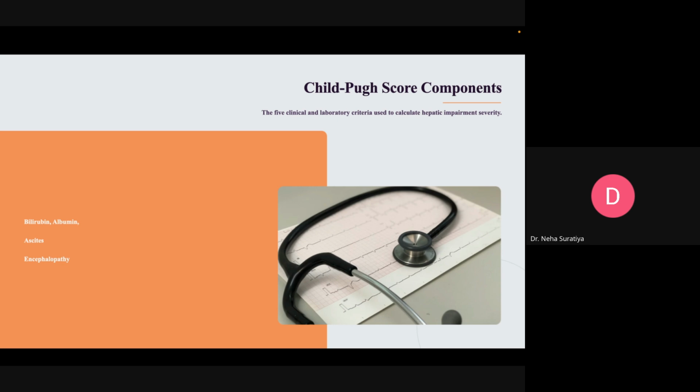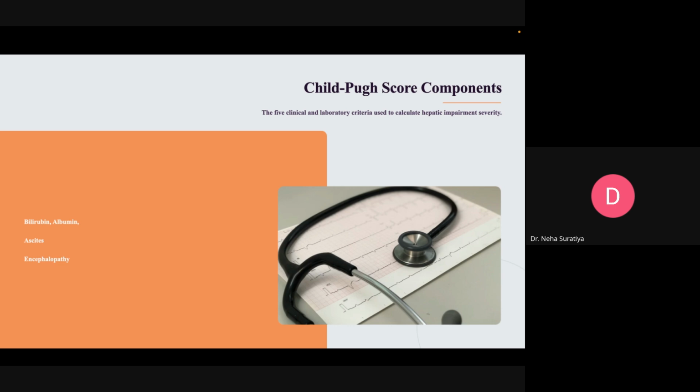So you need to understand that the Child-Pugh score is not about diagnosing liver disease. Please understand that. The Child-Pugh is not about diagnosing the liver disease, but it is about grading. It is about grading how badly the liver is functioning right now, at what stage it is. That directly affects your overall drug dosing. So that's the reason the Child-Pugh score is extremely important.